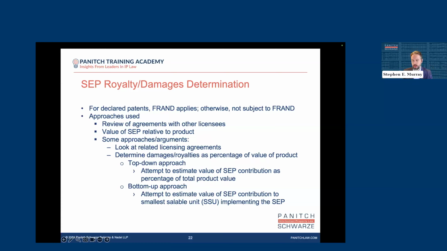And Jeff, while we're breaking for the poll briefly, we have another question, which is, as a defendant, is it possible to force a non-declared patent into the FRAND regime? No, declaring a patent is voluntary. So you can't force a patent owner to declare their patent.